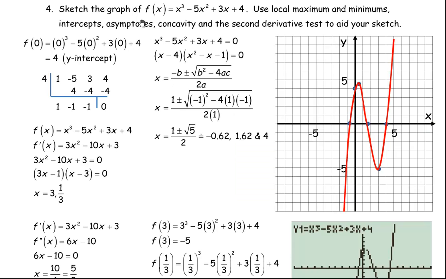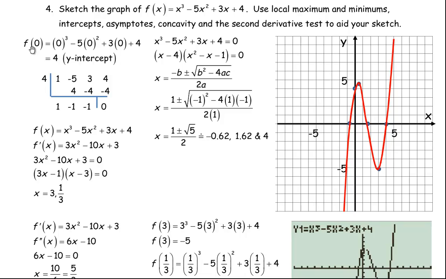In question number 4, we're asked to sketch the graph of this function using a lot of the curve sketching tools like local maximum minimums, intercepts, asymptotes, concavity, second derivative test. Now this is actually a polynomial function, so there will not be any asymptotes here. So let's take a look at the intercepts first. The intercepts are one of the shorter things to do here.